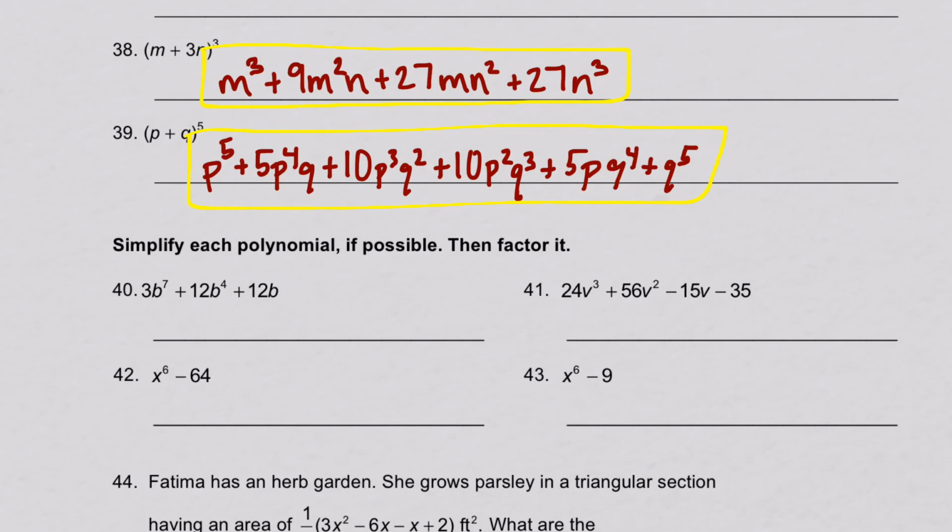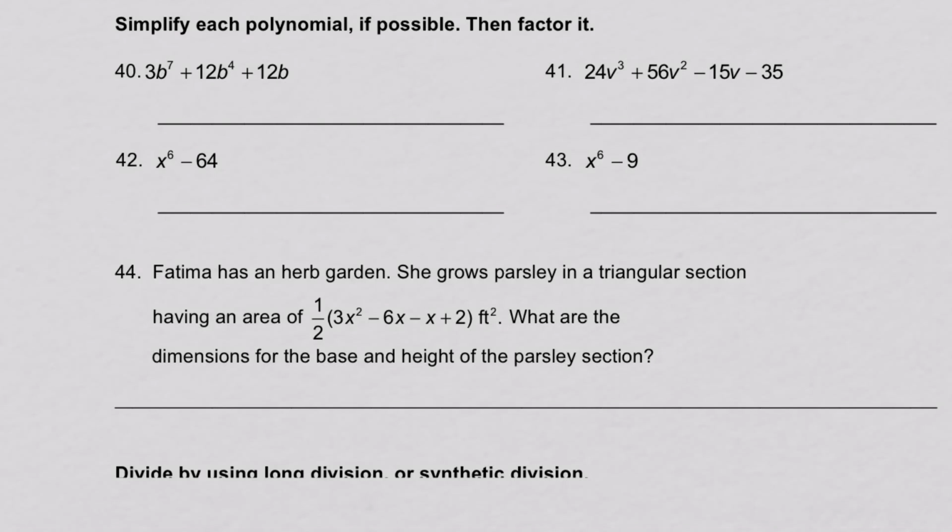Okay, so here are the correct solutions for number 38 and 39. Go ahead and check your answers. Make sure you multiplied everything correctly so that we can move on to 40 through 43. All right, let's move on to 40, 41, 42, and 43.